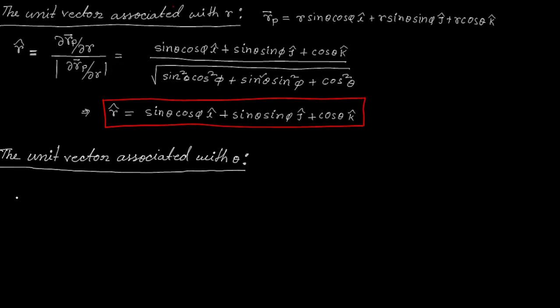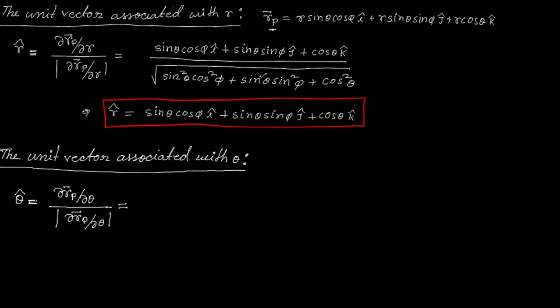So usually we represent this by theta cap. And how do we define it? Just like r cap, first we have to take a partial differentiation of rp with respect to theta, and then we'll divide by its magnitude. So in order to calculate theta cap, what do we have to do? First we have to take the partial differentiation of rp with respect to theta, keeping r and phi fixed.